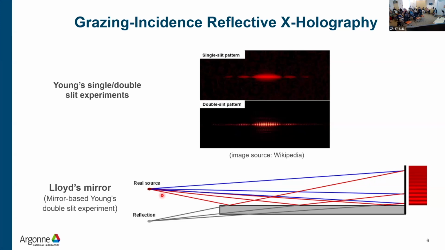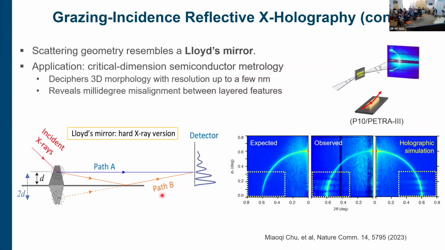I mean, in the old days, to have a very flat mirror was not easy. But now it is possible. So that's what we did recently. We call that holography here because we indirectly demonstrate a Lloyd mirror in the hard X-ray regime.